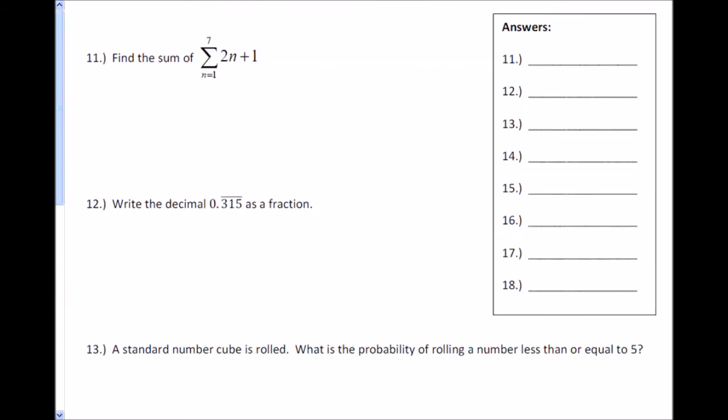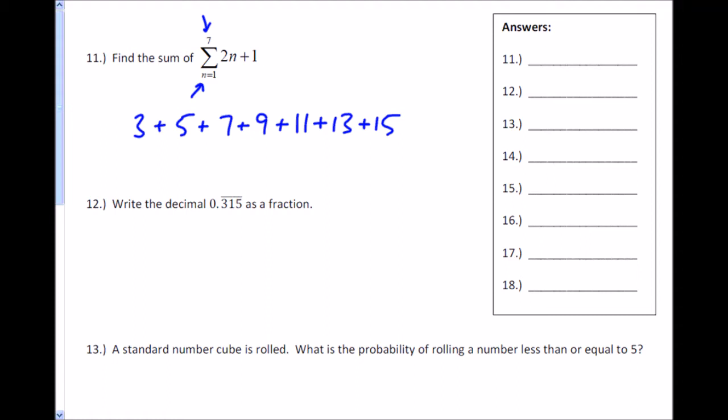For number 11, it says to find the sum, and it's giving me summation notation or sigma notation. It's telling me my starting value is 1, my ending value is 7, so I plug a 1 in first, and that gives me a 3. And then I plug a 2 in, that gives me a 5. I plug a 3 in, I plug a 4 in, I plug a 5 in, I plug a 6 in, and I plug a 7 in. Okay, and that's where I stopped.